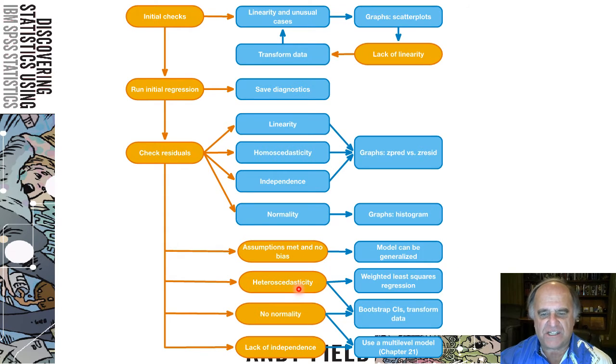Again, he suggests checking heteroskedasticity. Well, I'm sorry, he's saying after you check, if there is heteroskedasticity, then you could either run weighted least squares regression, or you could bootstrap your confidence intervals. If there's no normality, you can also bootstrap confidence intervals or transform data. If there's a lack of independence, you can use a multi-level model. Now, in this course, we don't get as far as multi-level models, but multi-level models are important. We just don't get that far. So we can sort of leave that off. Your data at this point, you could just say your data better be independent.